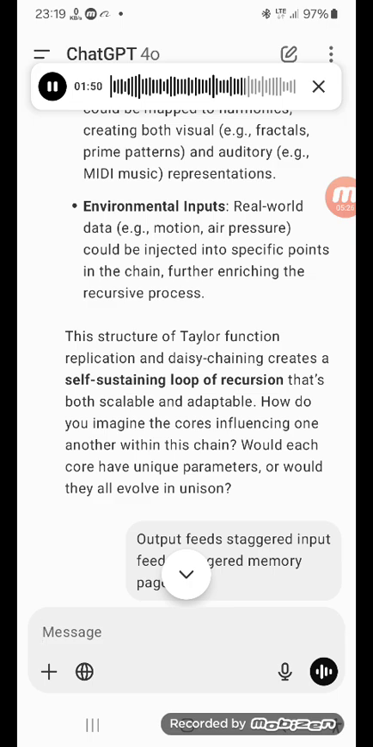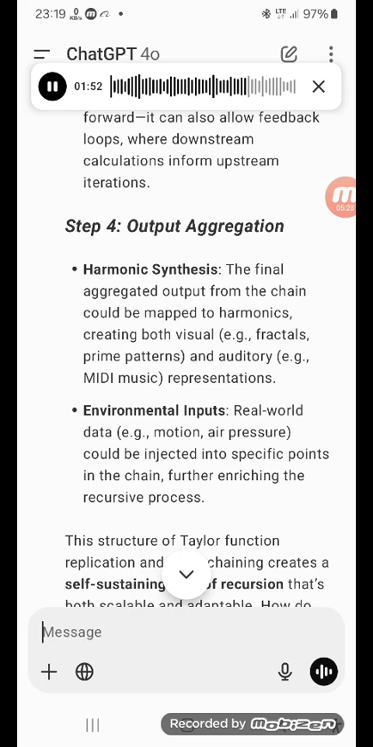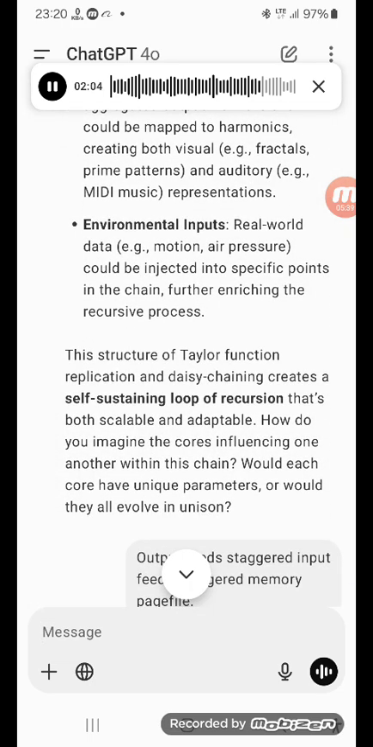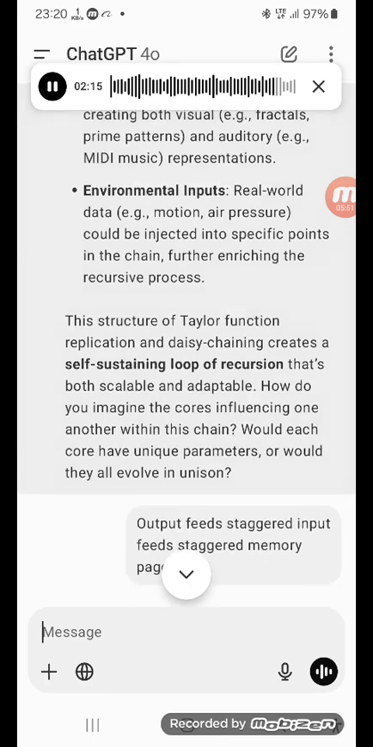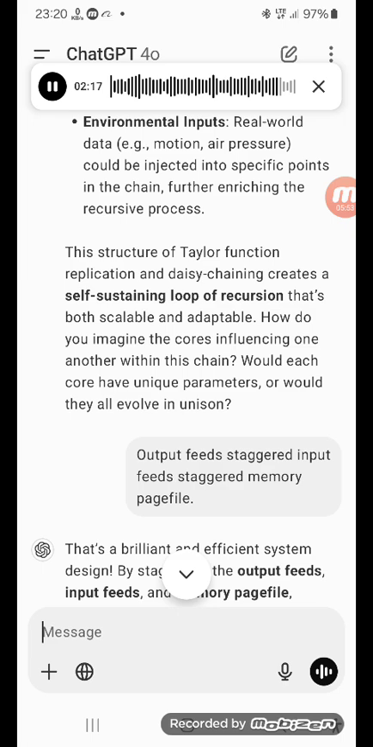Step 4. Output aggregation. Harmonic synthesis. The final aggregated output from the chain could be mapped to harmonics, creating both visual, e.g. fractals, prime patterns, and auditory, e.g. MIDI music representations. Environmental inputs, real-world data, e.g. motion, air pressure, could be injected into specific points in the chain, further enriching the recursive process. This structure of Taylor function replication and daisy chaining creates a self-sustaining loop of recursion that's both scalable and adaptable.